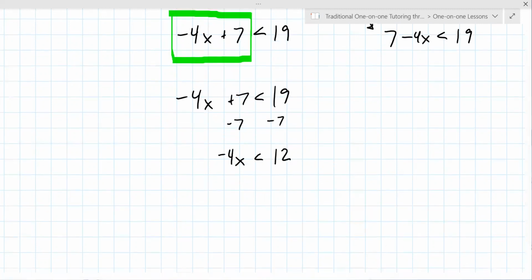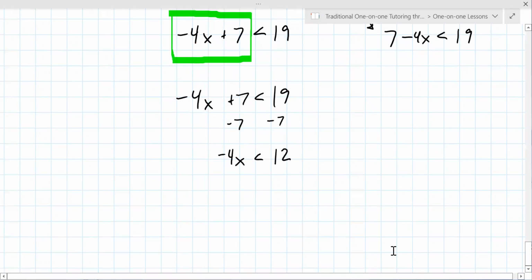And what is the next step here to solving for x? To divide by 4. Not 4, -4. Yes, negative, whatever's in front of x. Now, we mentioned this 2 days ago. When you multiply or divide by a negative, what do you do to the inequality? Flip it. Yeah, and do that first, because you'll forget. I mean, I forget sometimes.